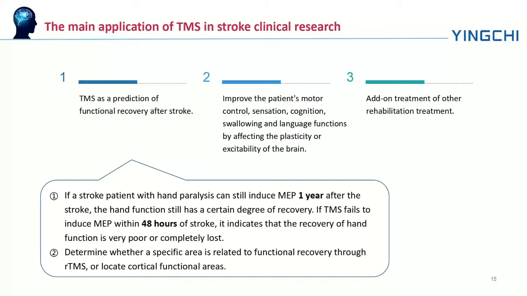And TMS can also help in determining whether a specific area is related to functional recovery through rTMS, or locate cortical functional areas. And we have also known that TMS can improve the patient's cortical control, sensation, cognition, swallowing, and language functions by affecting the plasticity we have mentioned before, or the excitability of the brain. And TMS can also be used as an add-on treatment to other rehabilitation therapies.